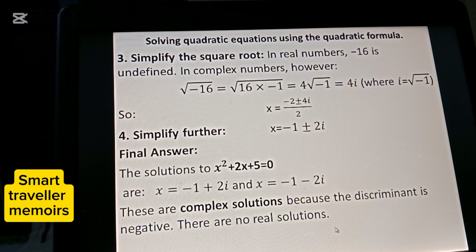Simplify further, you get x is equal to negative 1 plus or minus 2i. The final answer, the solutions to x squared plus 2x plus 5 is equal to 0, are x equals negative 1 plus 2i and x is equal to negative 1 minus 2i. These are complex solutions because the discriminant is negative. There are no real solutions.